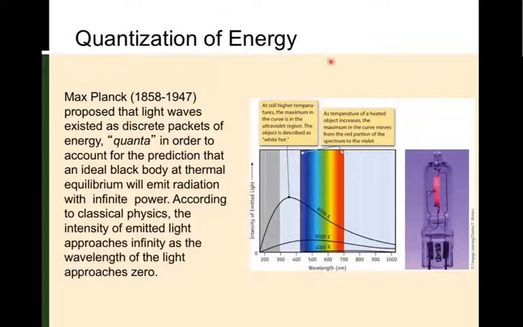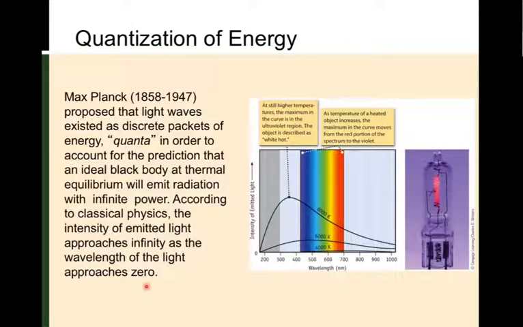So quantization of energy. Continuing on, Max Planck proposed that light waves existed as discrete packets of energy, quanta, in order to account for the prediction that an ideal black body at thermal equilibrium will emit radiation with infinite power. According to classical physics, the intensity of emitted light approaches infinity as the wavelength of the light approaches zero. This is because in classical physics, energy changes can be continuous.